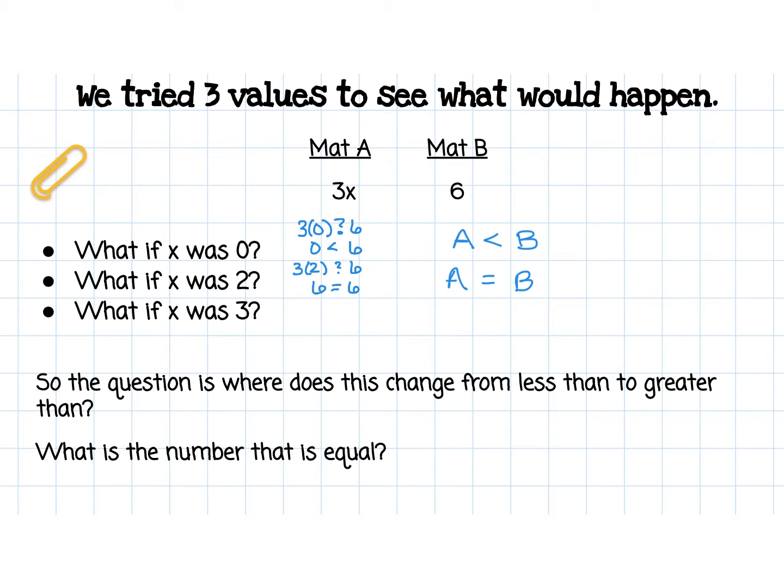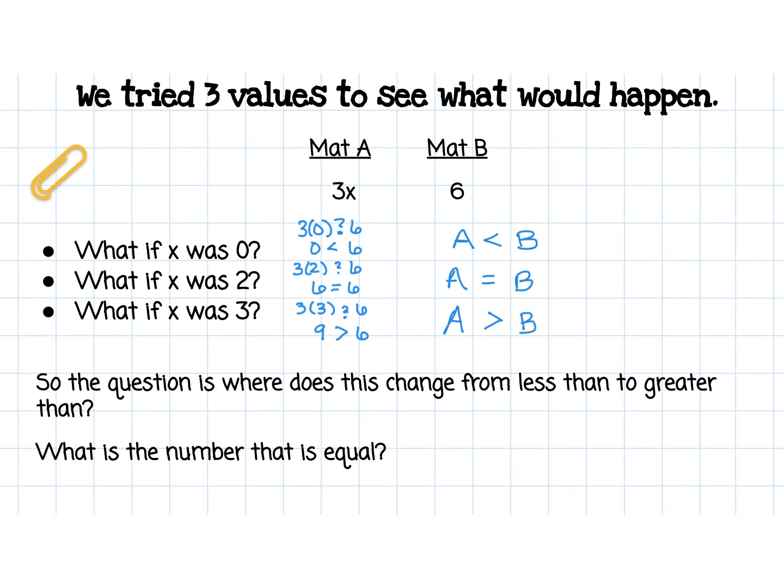And then lastly, we said, well, what if x was 3? So if we have 3 and we substitute in the value of 3, we're still asking ourselves, how does that compare to 6? Well, 3 times 3 is 9, and 9 is greater than 6. So in this case, if x was the value of 3, mat A would end up being greater than mat B.